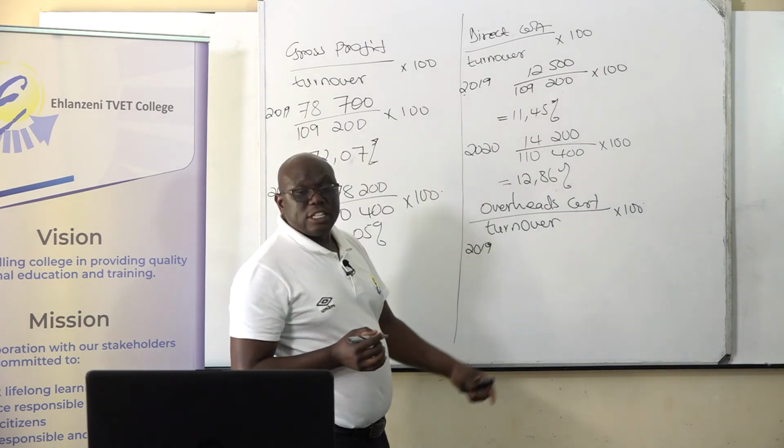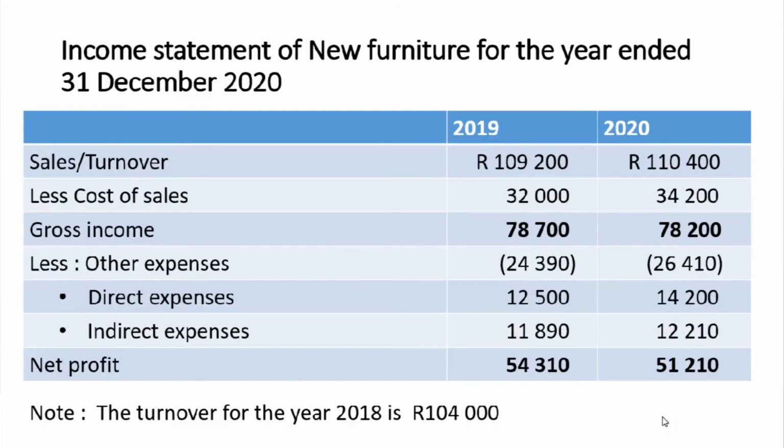In 2019, we have indirect expenses. Remember, when we talk about the overheads, we are talking about all manufacturing costs except the direct cost, which is the direct labor and the direct material. So let us look at our indirect cost, which is the overheads.